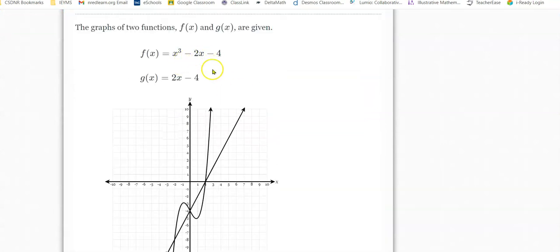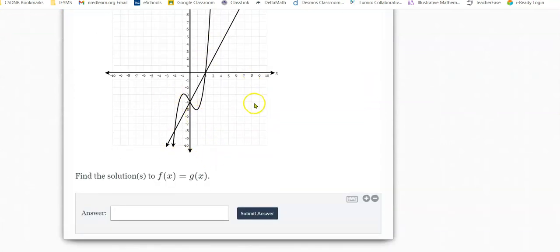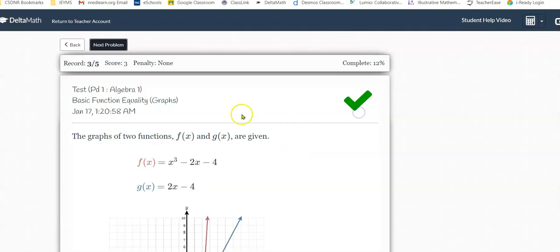All right, whoa, look at this function. Cubic function, a little crazy, but again, we're only looking for the solutions, right? This is a different wording from the last question. Find the solutions to when f of x is equal to g of x. So we just want these 1, 2, 3 points this time. So when x is -2, comma, when x is 0, comma, and when x is 2. So this one had 3 solutions.